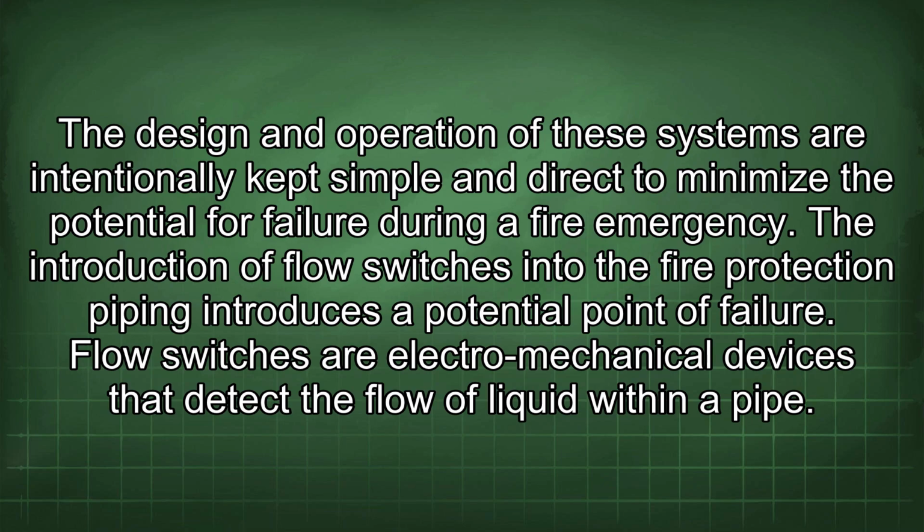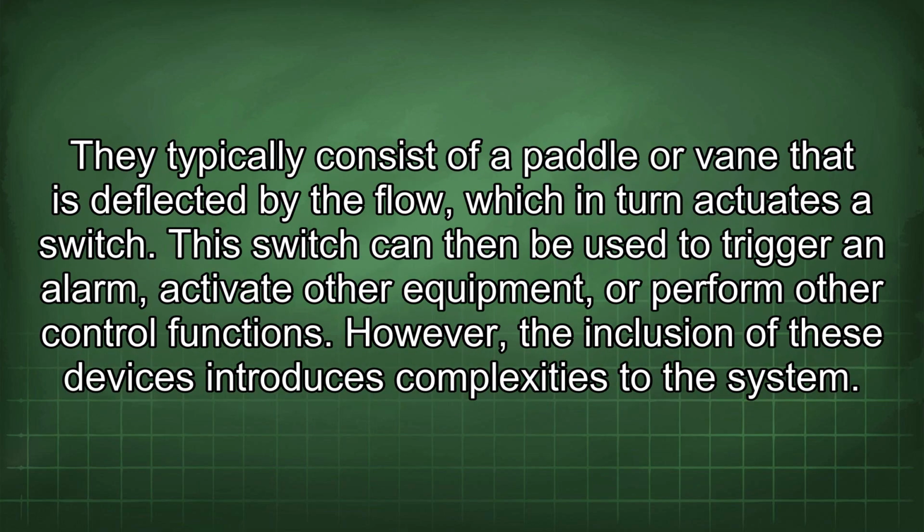The introduction of flow switches into the fire protection piping introduces a potential point of failure. Flow switches are electromechanical devices that detect the flow of liquid within a pipe. They typically consist of a paddle or vane that is deflected by the flow, which in turn actuates a switch. This switch can then be used to trigger an alarm, activate other equipment, or perform other control functions. However, the inclusion of these devices introduces complexities to the system.